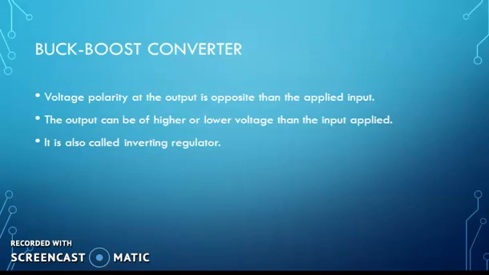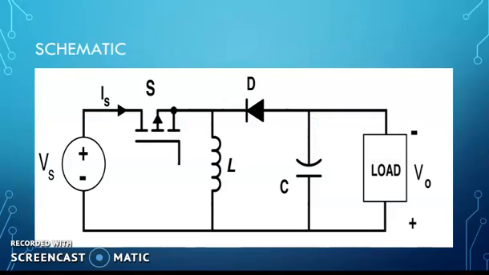In case of buck boost converter, the voltage polarity at the output is opposite to the applied input. The output can be of higher or lower voltage than the input applied. It is also called an inverting regulator. In the diagram of the buck boost converter, the MOSFET is connected in series, the inductor is connected in parallel, and the diode, capacitor and load are connected. Here you can observe the capacitor is connected in opposite polarities. So the output voltage has opposite polarity to the input voltage.